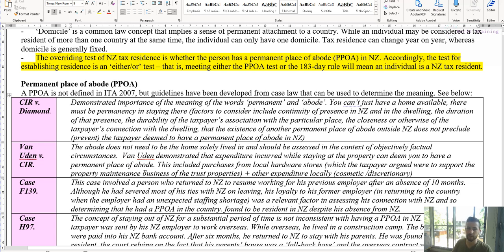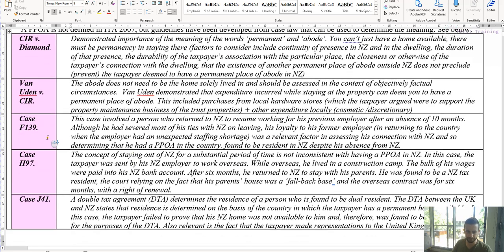Another key outcome is that this case demonstrated that any money that you spend while staying at the property can make you seem like you've got a permanent place of abode there. So, for example, if you spend money on tools or fixing up the property or spending money on plants, etc., and putting it in the building, that can be evidence that you have a PPOA there, even if you spent most of the year overseas. And interestingly, this case also brought in discretionary spending. I think this guy was spending money on haircuts and things whilst in the area, and the court said that could be used to indicate that you have a connection with this property and therefore a PPOA.